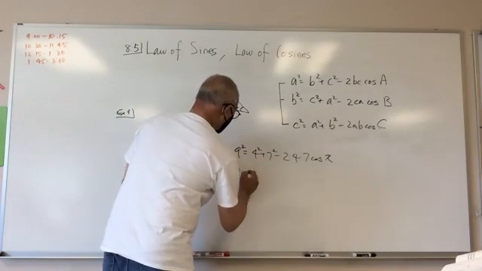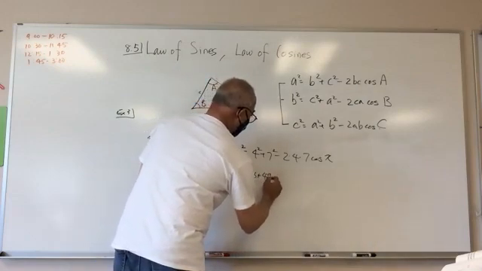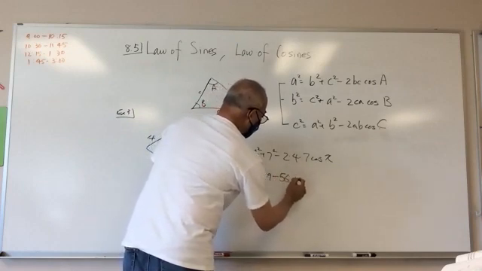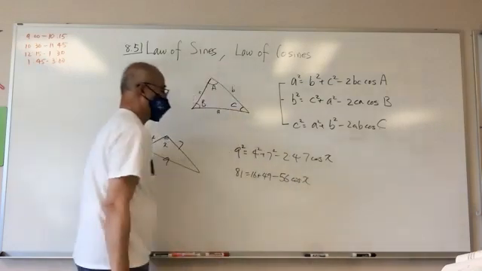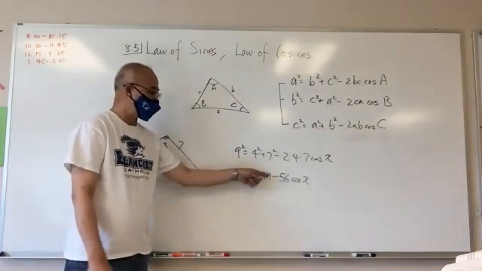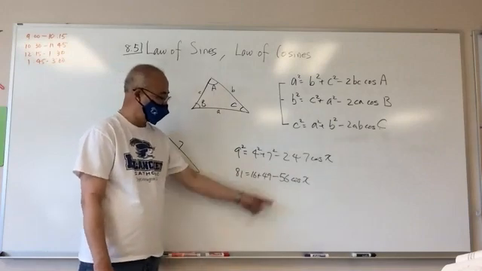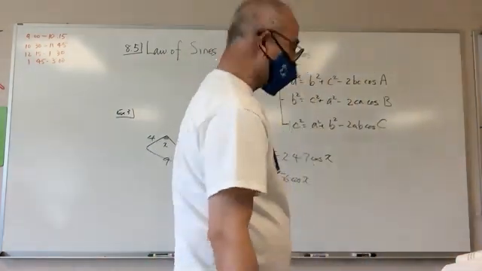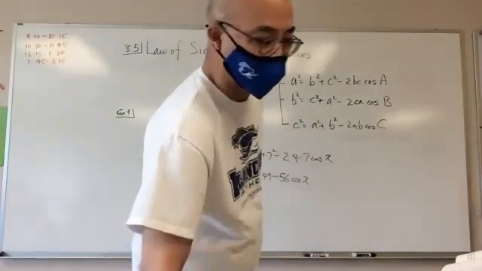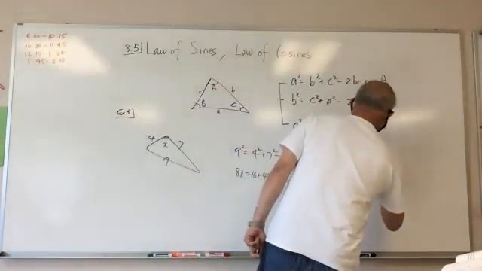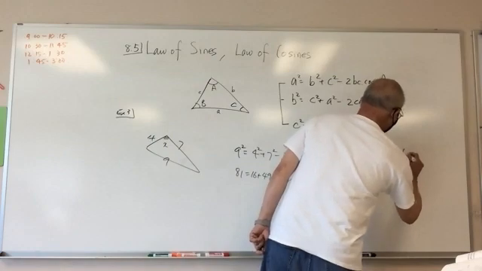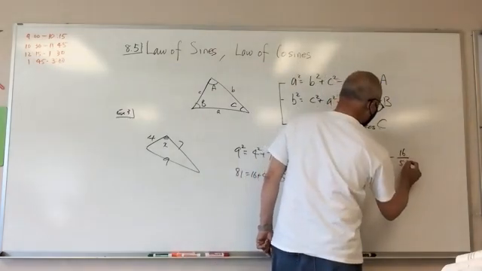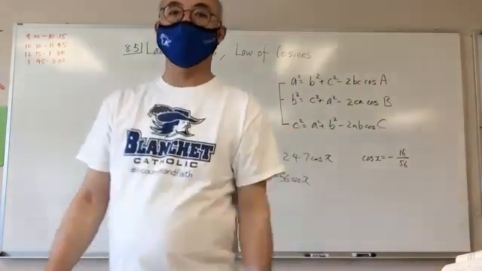So 81, 16, 49, minus, this is 56 cosine x. Move the 16 and the 49 over, divided by 56. If you do that, you get negative 16 over 56. Cosine x is equal to negative 16 over 56. So go ahead and bring your calculators out. Go ahead and figure that out for me.